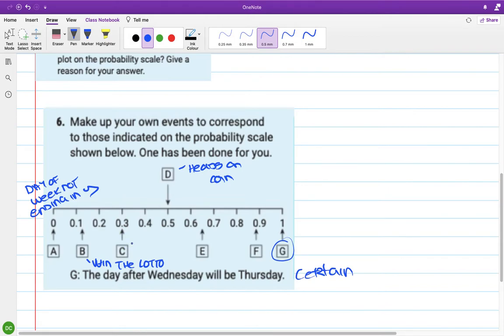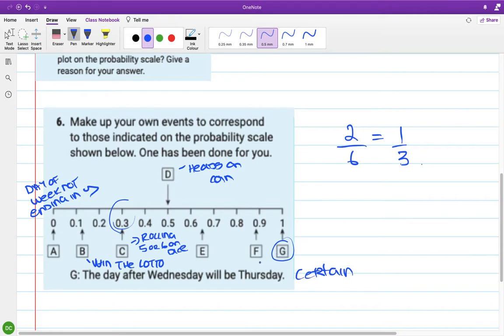Third, let me think. This would be something like rolling 5 or 6 on a dice, because 5 or 6 is 2 numbers out of a possible 6 numbers. So 2 numbers out of a possible 6, that's the same as 1/3, and that's about where it is here, okay?